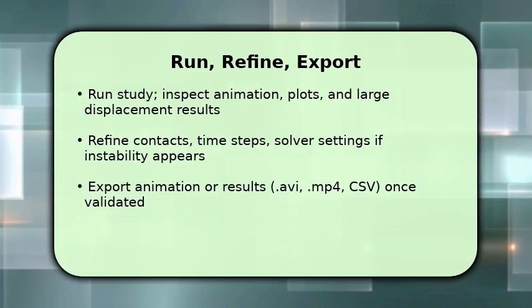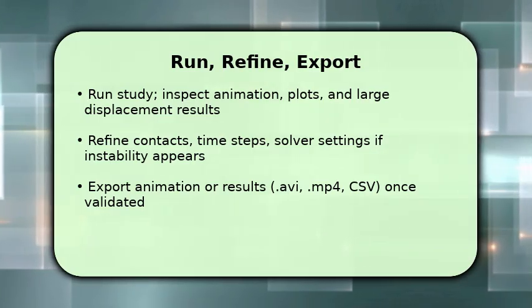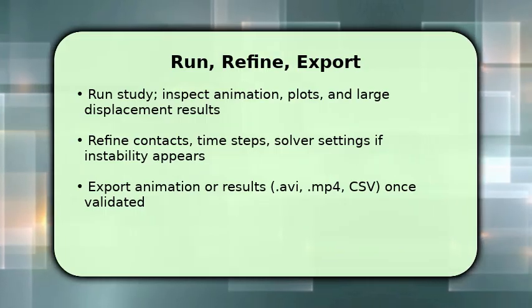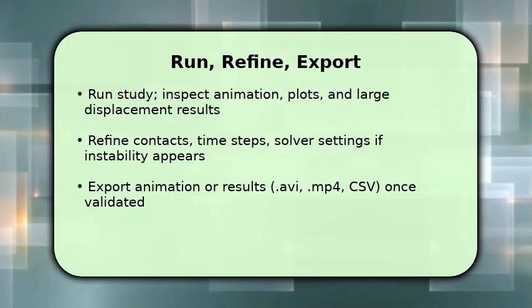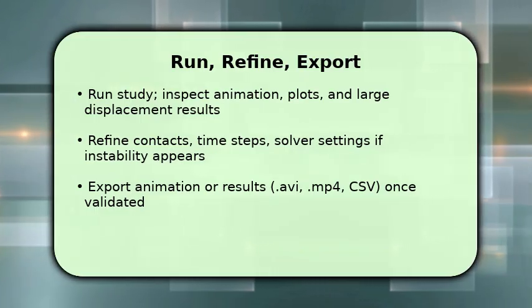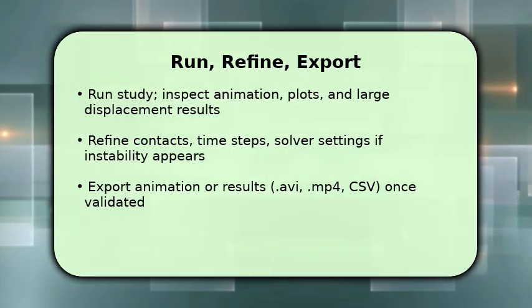Once the motion matches expectations, export the animation or CSV results for review. As a troubleshooting tip, if parts jitter or explode, pause, reduce step size, and simplify contacts. That usually resolves numerical instability quickly.